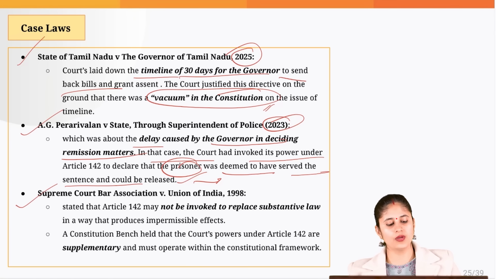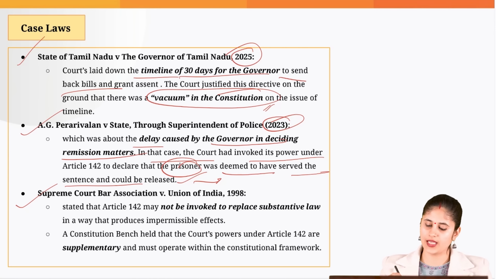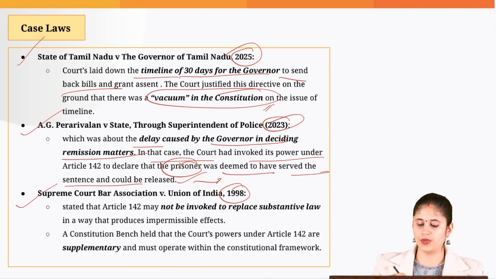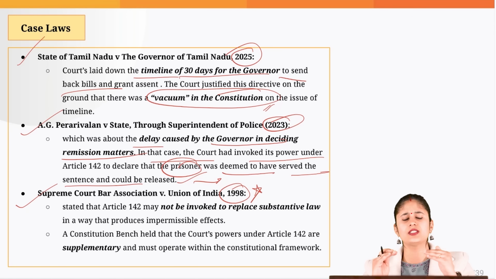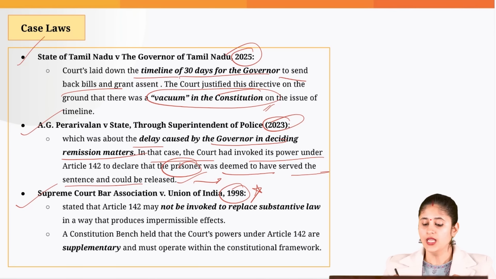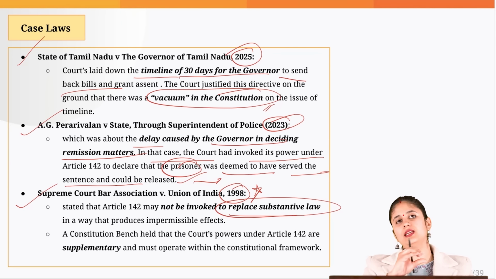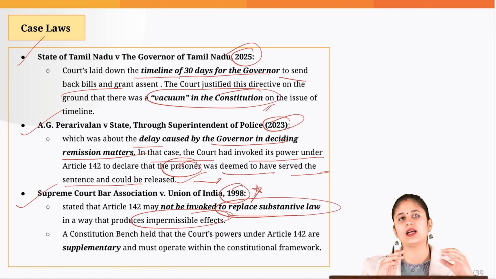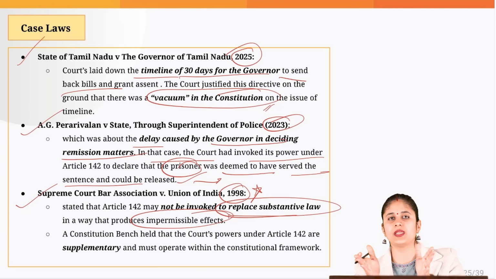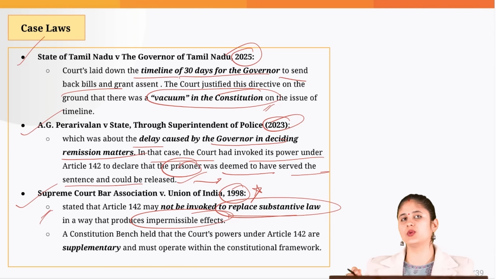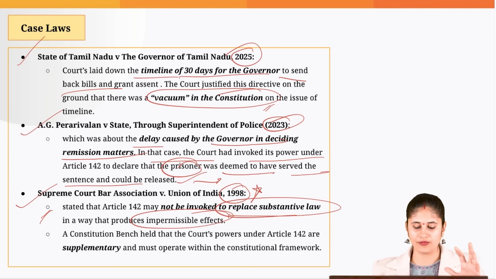Then in the Supreme Court Bar Association versus Union of India case, 1998, this was the judgment which I was talking to you about. Herein the Supreme Court stated that it's not always that the Supreme Court would be giving a verdict or a decree that completely replaces the parliamentary law. Okay, and it would not be giving a judgment which at times creates two different effects. Law is saying something else, the Supreme Court judgment is saying something else. So it's not like the Supreme Court would always be invoking its power under Article 142.